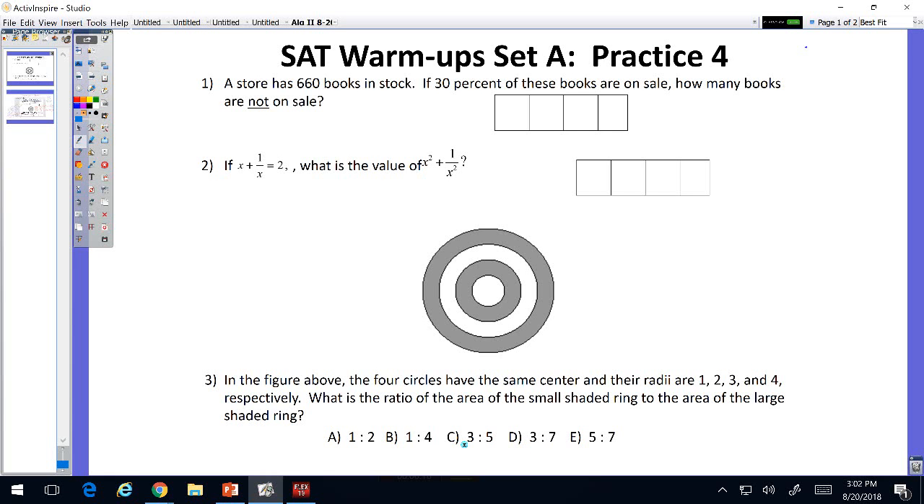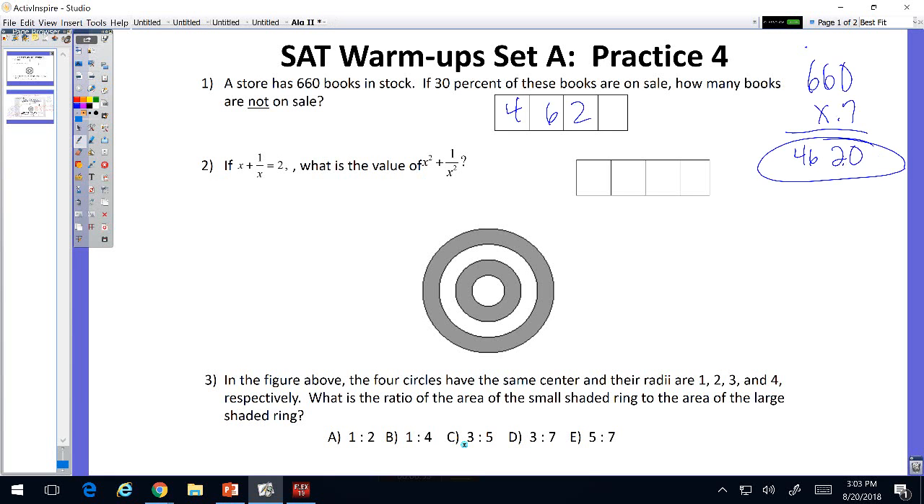If we look at the first one, I heard some good explanations of this problem when I was walking around. Someone even said, if 30% are on sale, what percent has to be not on sale? 70%. So we would do 660 times 0.7. So 0, 42, carry your 4, 46. 462. Okay? 462 books.